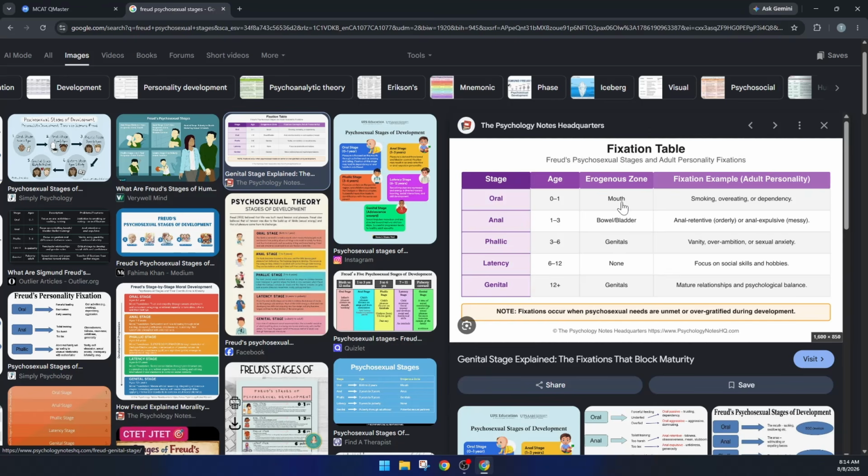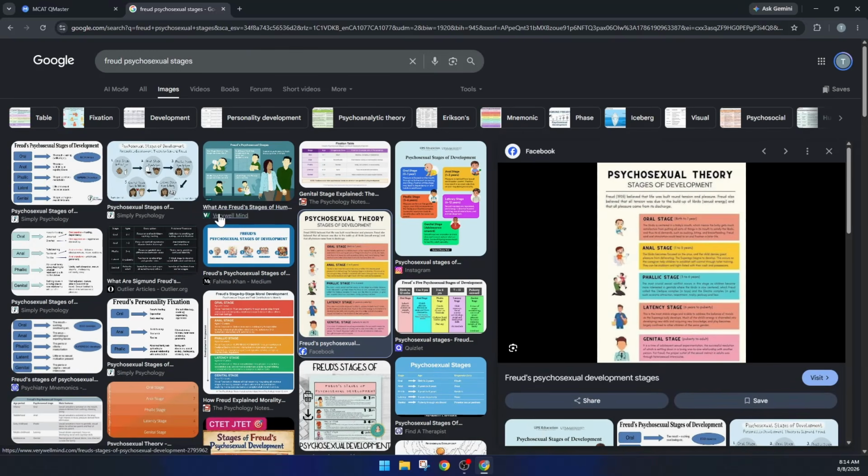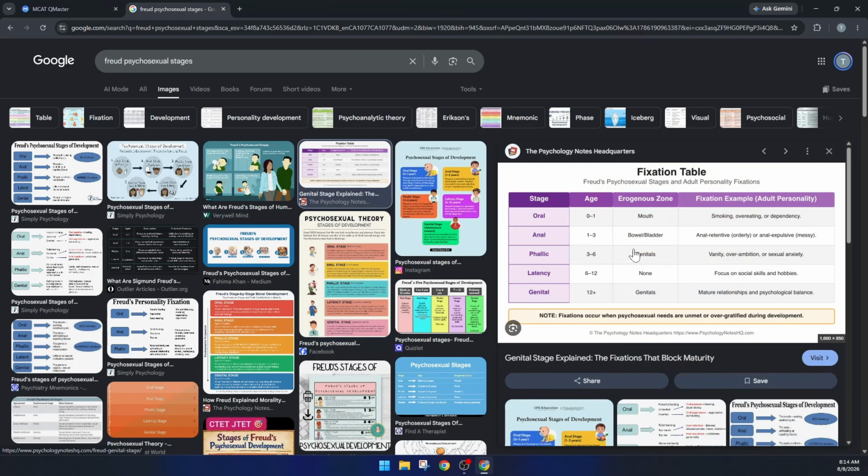And this is also just a theory. So remember that it's not 100% practical, but he came up with this, and it was a big thing in behavioral sciences. So this is why we learn it, right? And then anal, 1 to 3, bowels plus bladder. Kids are learning now to use the washroom, right? So this is a picture of that. And then the phallic stage, where the erogenous zone is the genitals, right? Latency is none. It's focused on social skills and hobbies. And the last one is also that one.